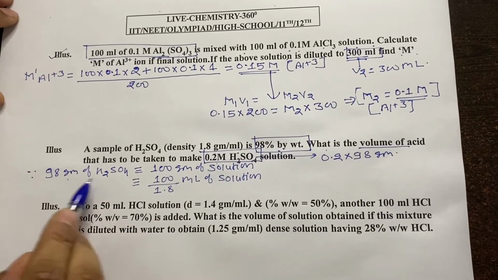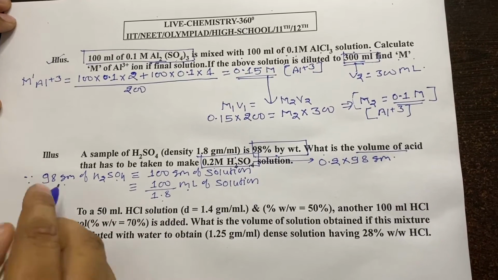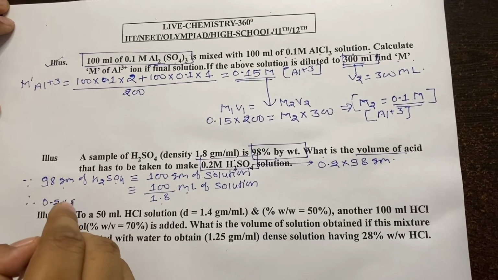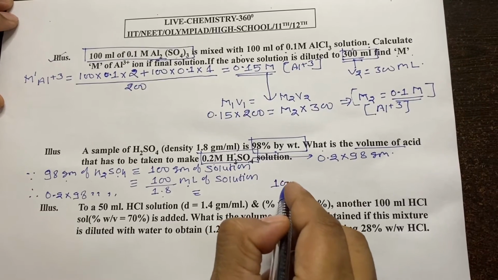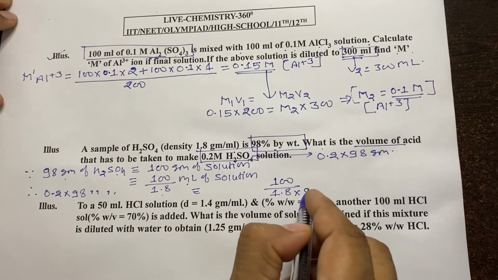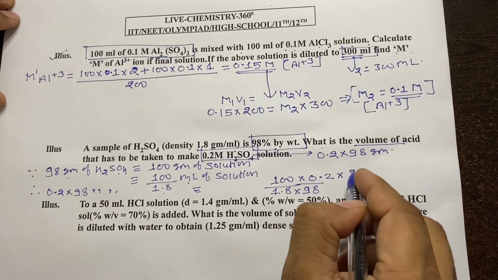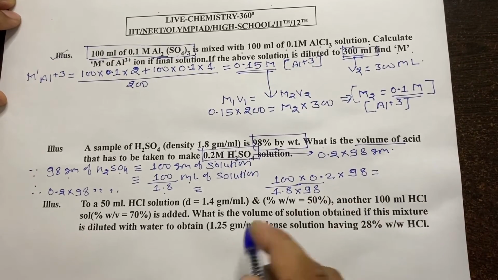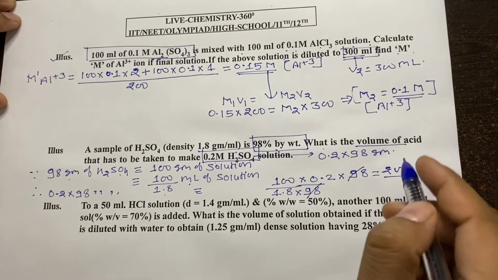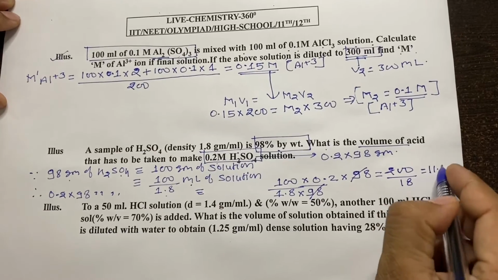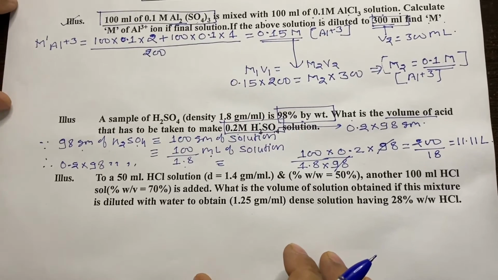So since 98 gram of H2SO4 has the volume 100 upon 1.8 ml, obviously 0.2 into 98 gram of H2SO4 will have volume equal to 100 upon 1.8 into 0.2 into 98 upon 98. On solving this, you will get 200 by 18, which will be equal to 11.11 liter. We can take one more question to understand the concept of dilution.